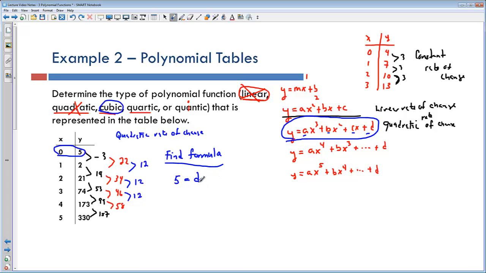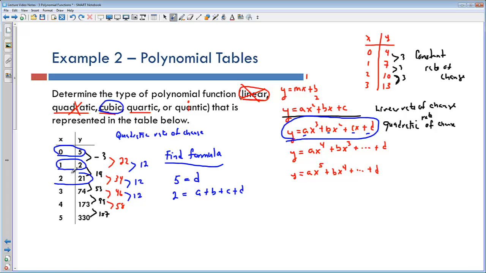We still don't know what A, B, and C are, but we have more information. So what happens when you plug in 1? It says you get out 2. So 2 should be equal to when you plug in 1. So if you plug in 1 for x, you get 1, 1, 1, and so it's just A plus B plus C plus D. Still don't know what A, B, C are, but I do know what D is because it tells me right here. But you can get more information.